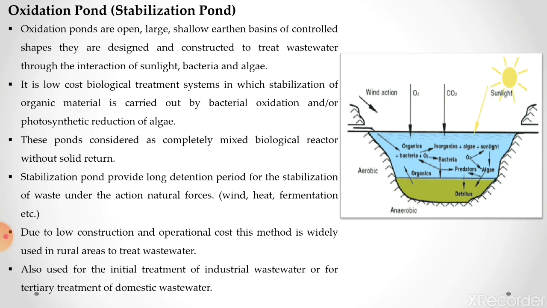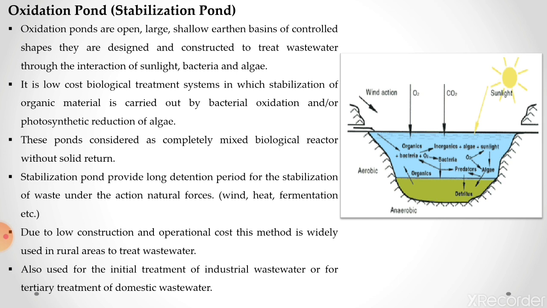It is a low cost biological treatment system in which stabilization of organic material is carried out by the bacterial oxidation and or photosynthetic reduction of the algae. These ponds are considered a completely mixed biological reactor without solid return. In this particular type of oxidation pond, there will be no solid returns, as we are not taking any effluent from it and we are not returning the sludge into the system. So it is called a completely mixed biological reactor.